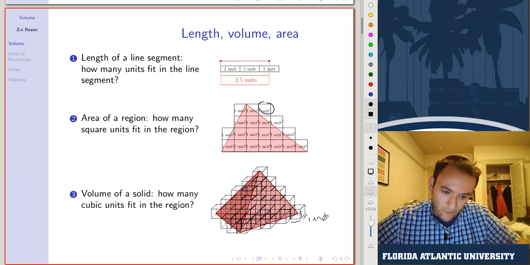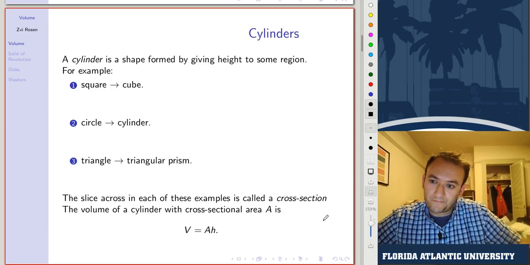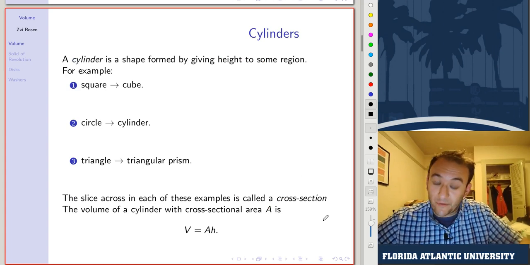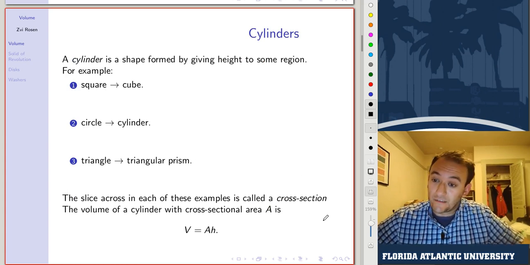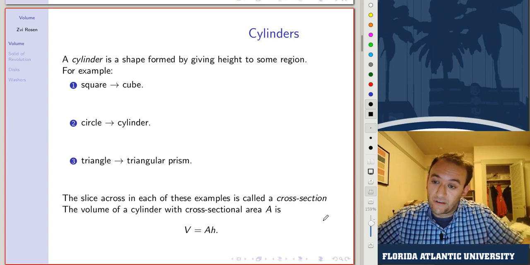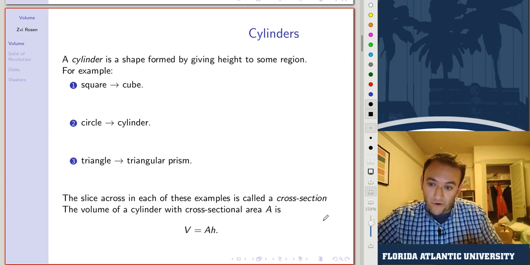But how do we compute this more precisely? Okay, one class of examples that allows us to compute this quite precisely is cylinders. A cylinder is a shape formed by giving height to some 2-dimensional region. For example, from a square, we get a cube.